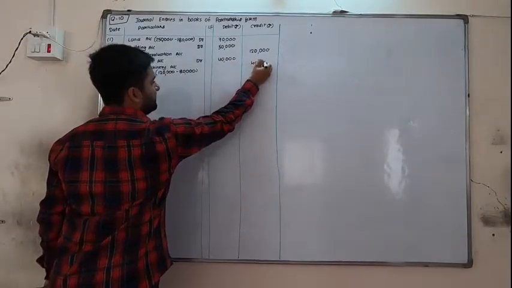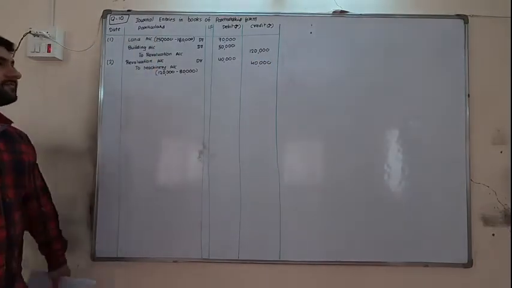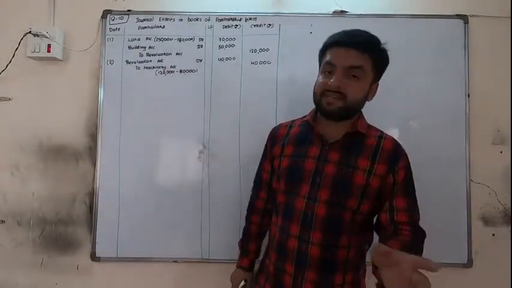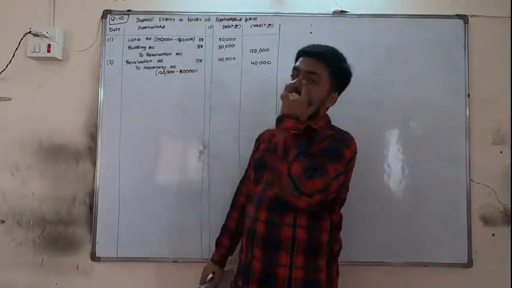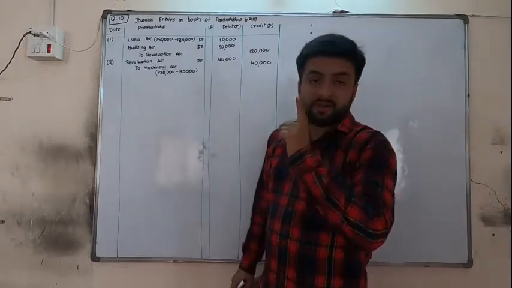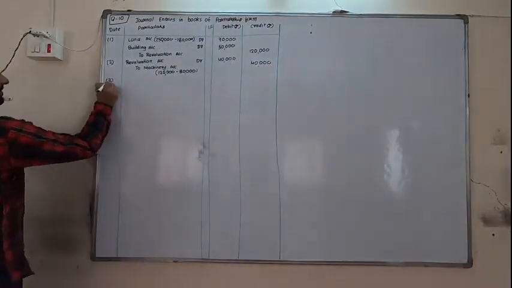And if you are not writing this difference, then also it is not a problem. This you have to just write with pencil. So the machinery was an asset, it is decreasing, so it is a loss. Loss means revaluation debit and credit machinery account. How much? When the word "up to" is given, take the difference, 120 minus 80. Alright.